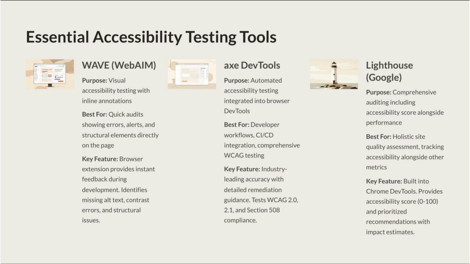WAVE by WebAIM offers visual accessibility testing with inline annotations, ideal for quick audits. It highlights errors like missing alt text and contrast issues. Axe DevTools excels in automated testing, integrating into developer workflows for comprehensive Web Content Accessibility Guidelines compliance. Lighthouse by Google provides a holistic site audit, offering an accessibility score and prioritized recommendations.